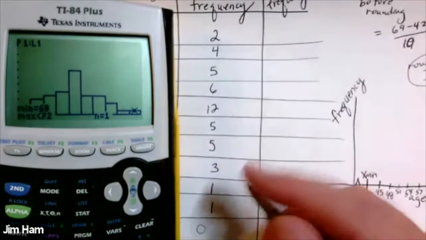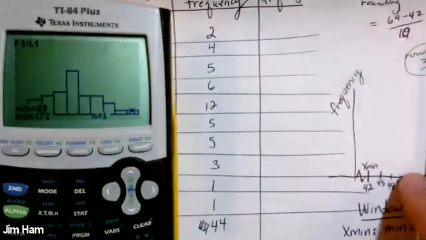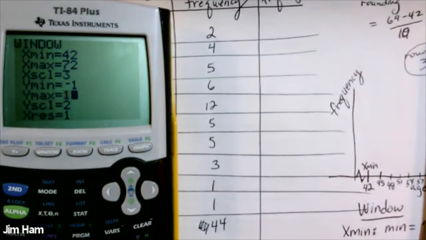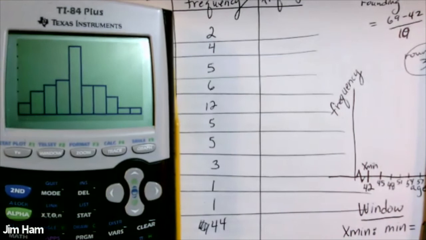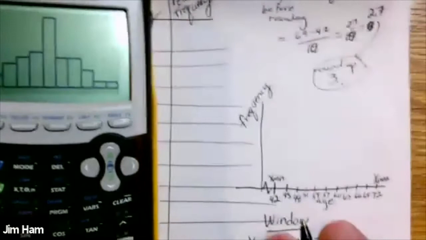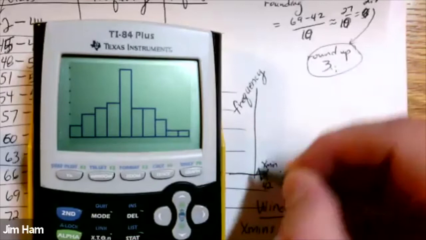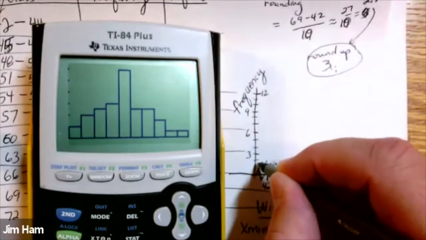Now the highest bar that we had here was 12, so I could go back to the window and have my Y max be 13. That would elevate all the bars because we're changing the dimensions. So it makes it look a little bigger, but it's not going to change the frequencies, of course. So there it is, here's the histogram. And generally you're going to sketch it by hand, and these are going to go from 0 all the way up to 12. So if we could put a little scale on here, that would tell us how high we need to go up.